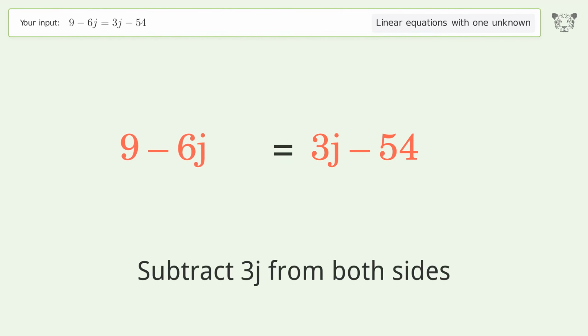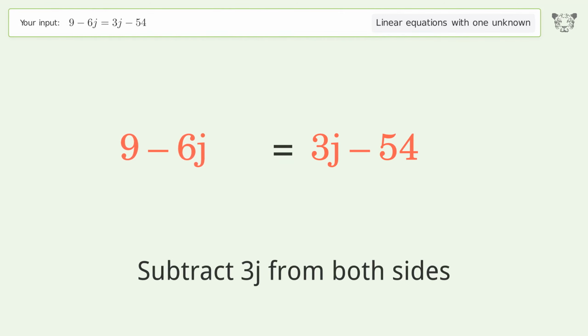Isolate the j. Divide both sides by -9. Cancel out the negatives. Simplify the fraction. Cancel out the negatives.